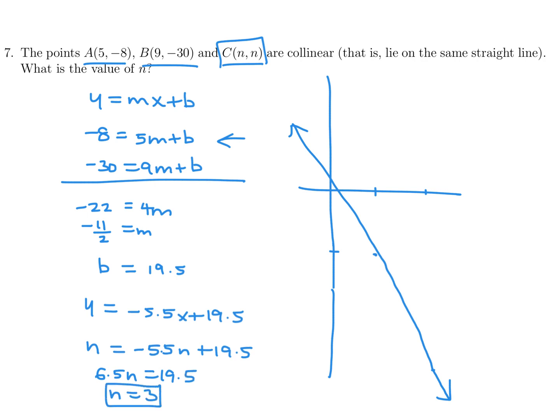So n is 3. So this is the point. So obviously the line, I guess, should have been something like that. Well, even that doesn't look like a straight line, but you guys get the point. The whole purpose of this question is to find the value of n, I don't think they care so much about the graph.